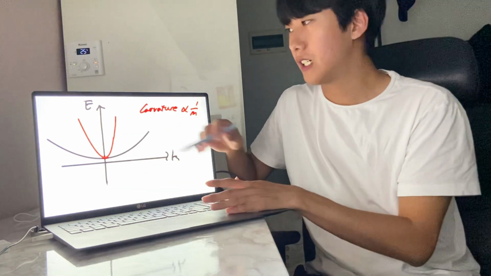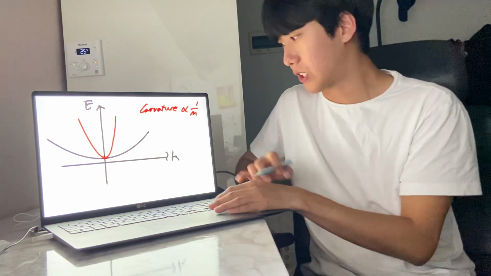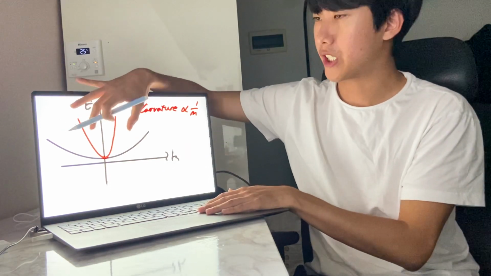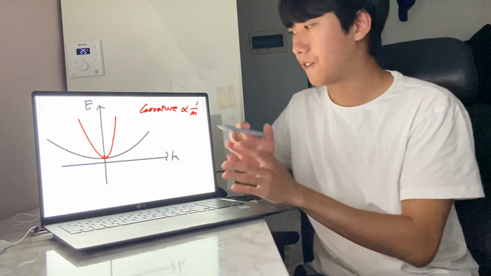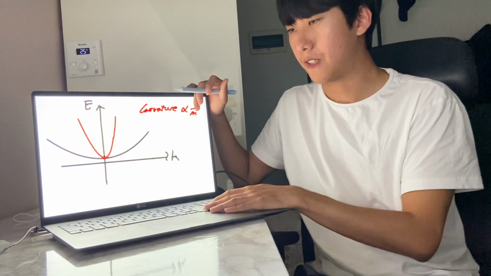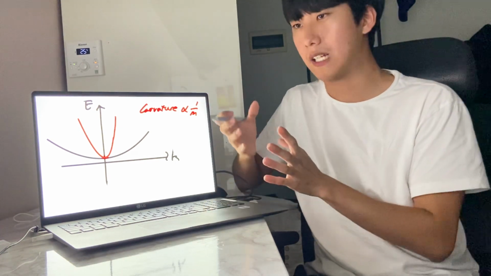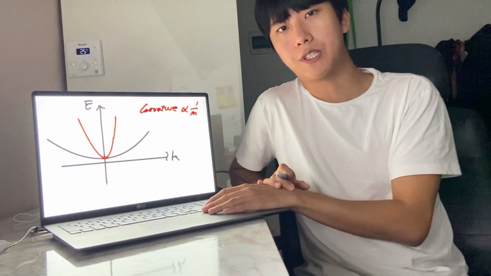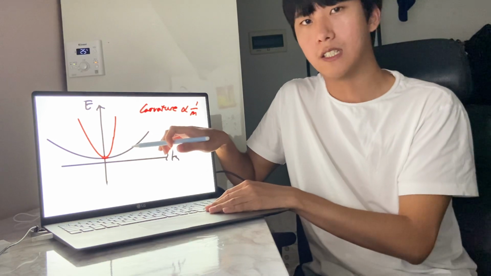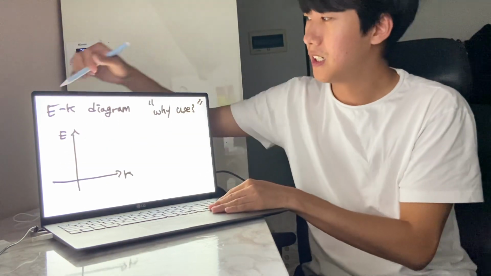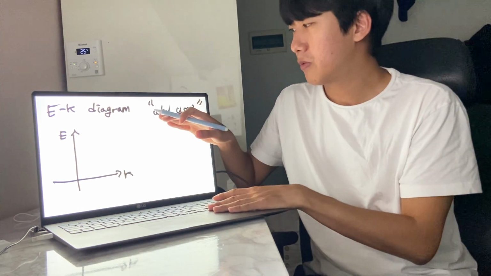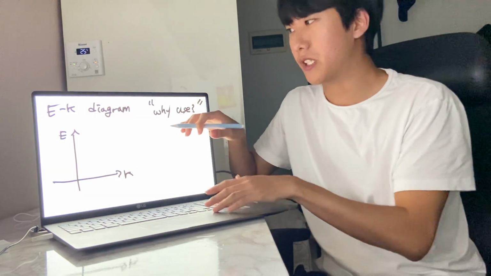In this graph, energy as a function of K, the sharper the curvature, the lighter the effective mass, so the velocity is faster. This graph is important and is called the E-K diagram. So we can see why we use this diagram.